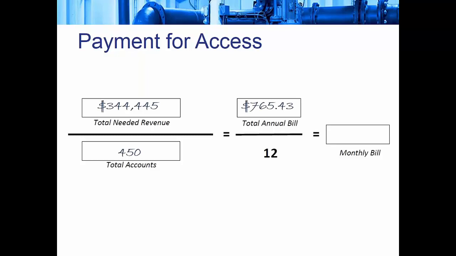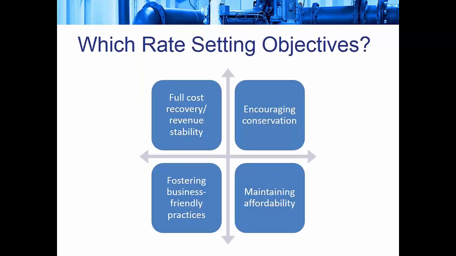You do the math there, and it comes out to an annual bill per connection of $765.43. And since we'll look at this from a monthly basis, we divide that by 12. And so the monthly bill is $63.79. And if everybody, all 450 accounts in Irvindale, pay $63.79 per month, and the expenses are as budgeted, at the end of the year, Irvindale will have collected exactly $344,445.